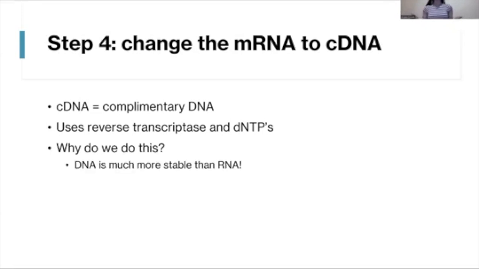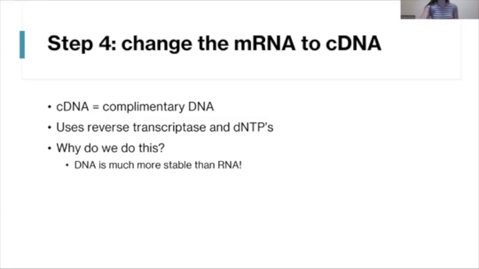And you might be wondering, okay, we have mRNA, why are we changing it back to cDNA? What's the point? And that's because DNA is a lot more stable than RNA, and so it's easier to work with because it doesn't have that 2' OH. So we want cDNA just because it's easier to work with. It's a lot more stable.